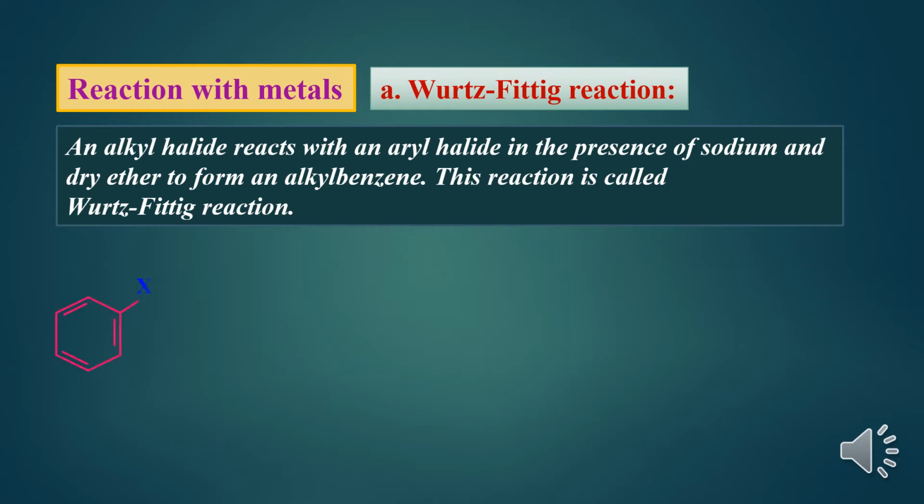You can take an example now. Take halobenzene. Halobenzene is reacted with alkyl halide with sodium and in the presence of dry ether. Now what happens? So both halogens will be removed with the sodium metal. Then R will attach to the benzene ring. Then you will get alkyl benzene as a product and sodium halide as a byproduct. So this reaction we will call it as Wurtz-Fittig reaction.